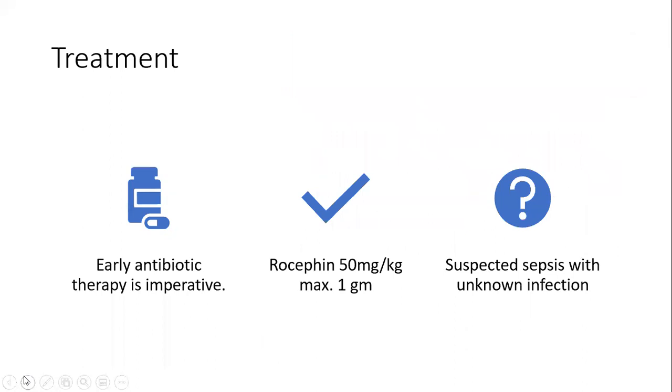Your treatment is going to be early antibiotic therapy, which is imperative. If you question sepsis at all and this doctor has not started antibiotics before you're leaving that facility, ask him for it. Ask if there's some way you can get an antibiotic started. Rule of thumb, it's just Rocephin, 50 milligrams per kilo with a max dose of 1 gram. Suspect sepsis with any unknown infection.